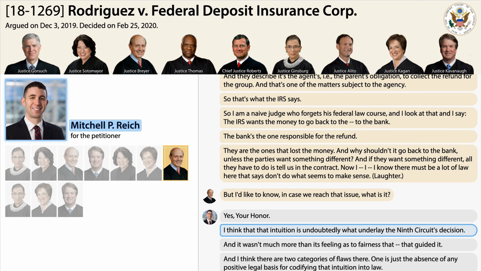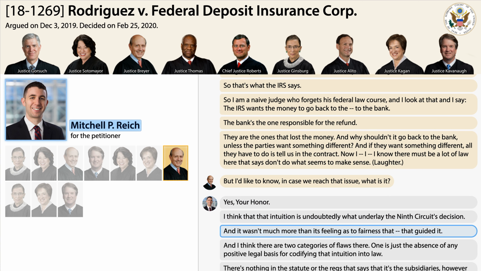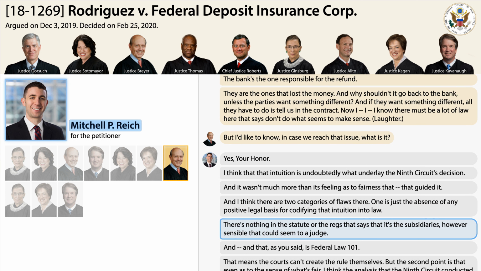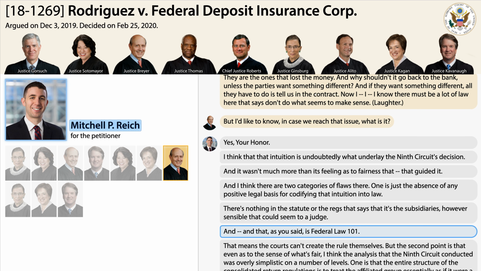I think that intuition is undoubtedly what underlay the Ninth Circuit's decision, and it wasn't much more than its feeling as to fairness that guided it. And I think there are 2 categories of flaws there. One is just the absence of any positive legal basis for codifying that intuition into law. There's nothing in the statute or the regs that says that it's the subsidiaries, however sensible that could seem to a judge. And that, as you said, is Federal Law 101.